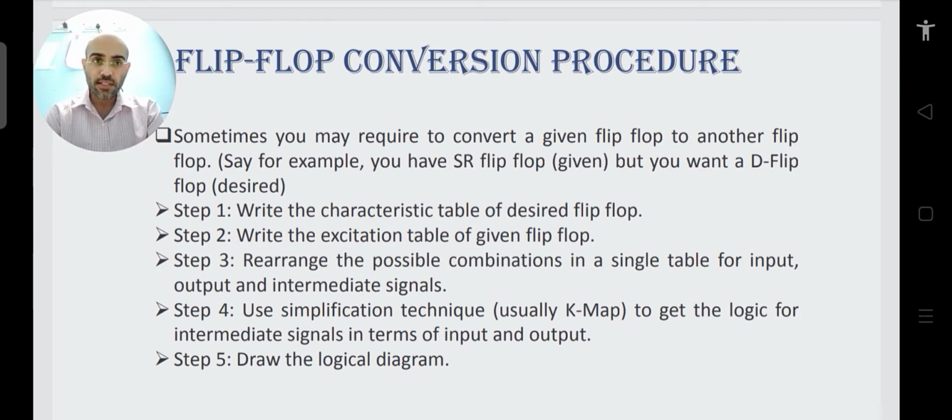That simplified logic expression will contain some gates, along with the given flip-flop to get the desired flip-flop. So now when you connect them according to your equation, you get the logic diagram for the new flip-flop, the desired flip-flop. So this is the general procedure to convert a given flip-flop to the desired flip-flop. Whatever flip-flop is given to you, whether it is an SR flip-flop or a JK flip-flop, and whichever type of flip-flop you want from it.